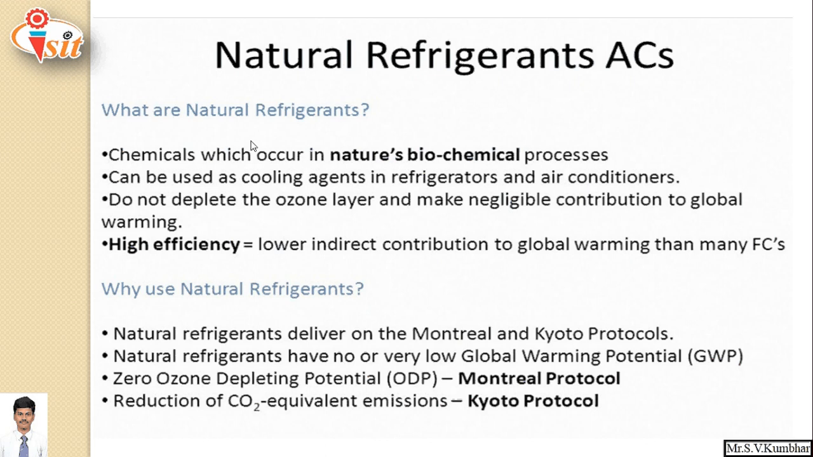These are natural refrigerants. Now, why go for natural refrigerants? Because natural refrigerants deliver on the Montreal and Kyoto protocols. Natural refrigerants have no or very low GWP, that is global warming potential, though carbon dioxide has more global warming potential. They have zero ozone depletion potential, ODP, which was discussed in the Montreal Protocol, and reduction of CO2 equivalent emissions was discussed in the Kyoto Protocol. So some refrigerants are banned in those protocols.